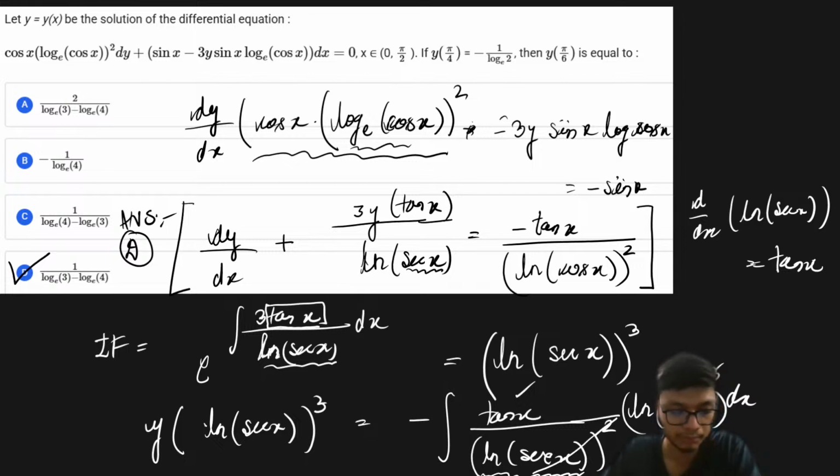Is this part clear to all of you? Please let me know. It's a very simple differential equation. We just converted that differential equation into the format of a first order linear differential equation. Once we are able to convert it into a first order linear differential equation, the solution is very, very simple. We just need to use the integrating factor. From the integrating factor, we get the solution.